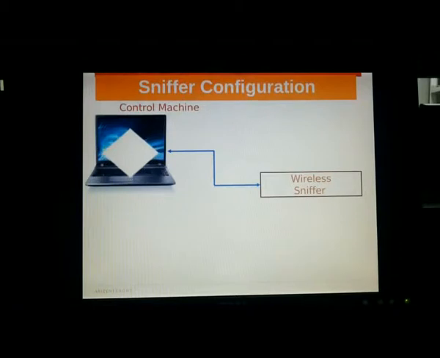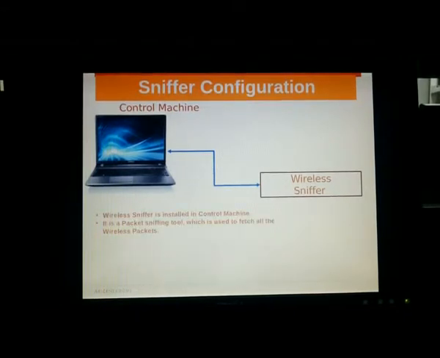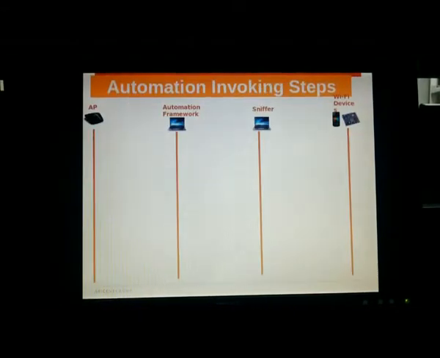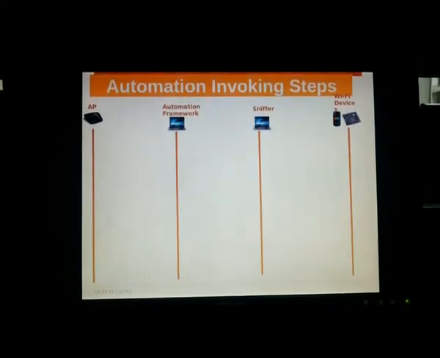So this is the sniffer configuration. Here the wireless sniffer is present on the control machine. This is basically a tool which will capture and filter out all the wireless packets. So next we will explain the execution steps of the automation framework.